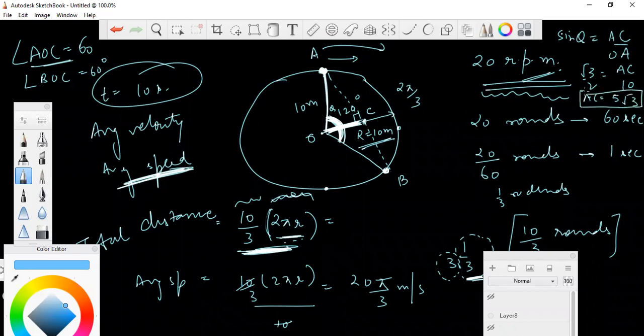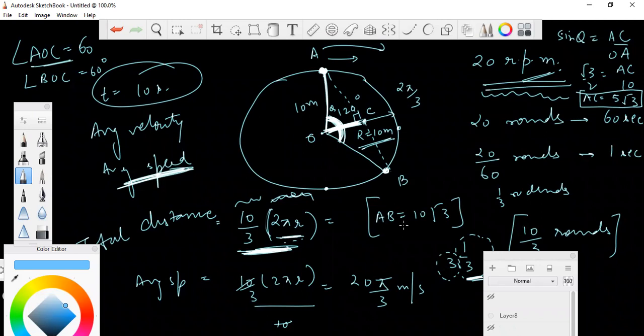So what will be AB? It will be 5 root 3 plus 5 root 3. AC is 5 root 3, so BC will also be 5 root 3. Add them up, it will be 10 root 3. Is that okay?